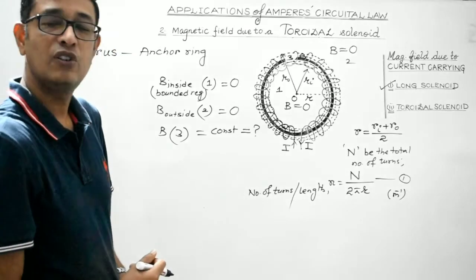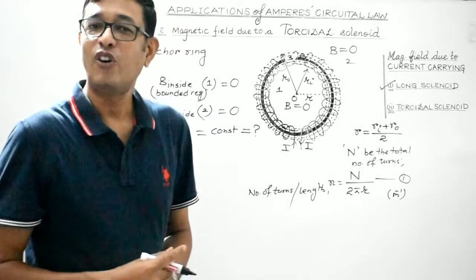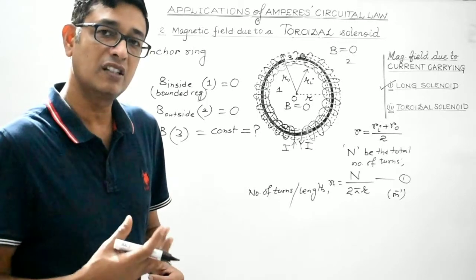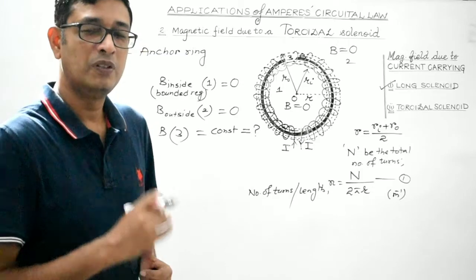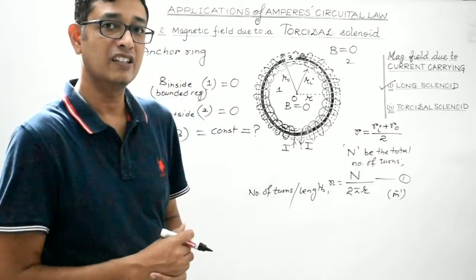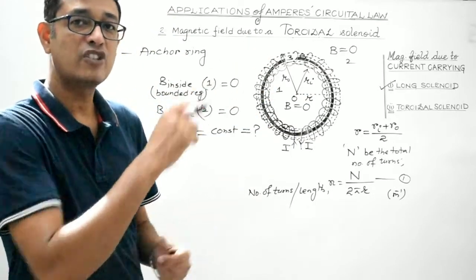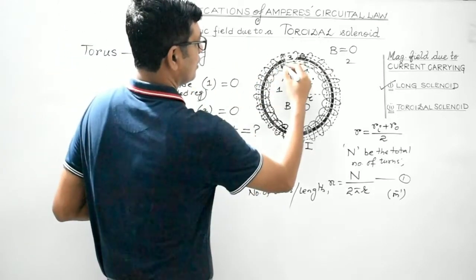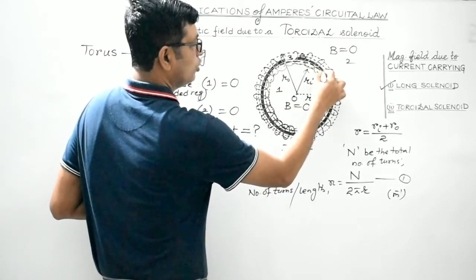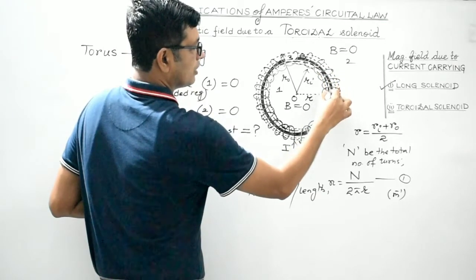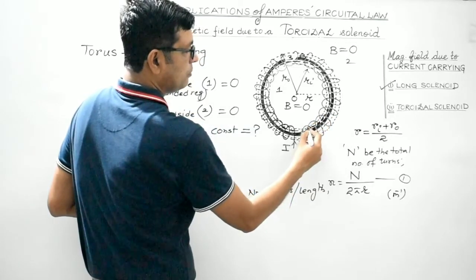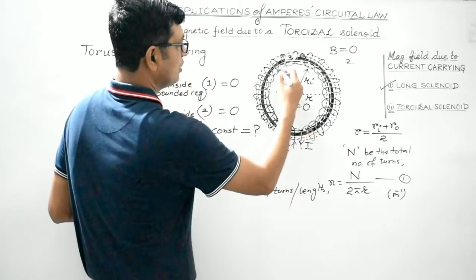Okay students. Now, as I've told you, in order to apply Ampere's circuital law, we need to consider some closed loop. Here, taking point O as center and R as radius, we'll consider a circular imaginary loop, right? So, this is the loop I am considering. This is an imaginary loop in which Ampere's circuital law will be applied, and this loop is considered to be the same as the mean radius of the toroidal solenoid. This is the loop under consideration.